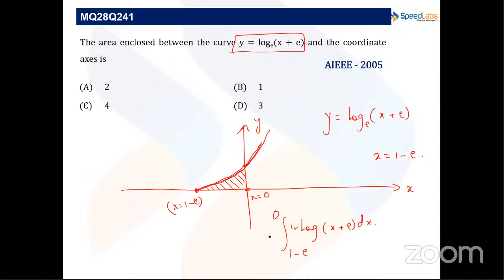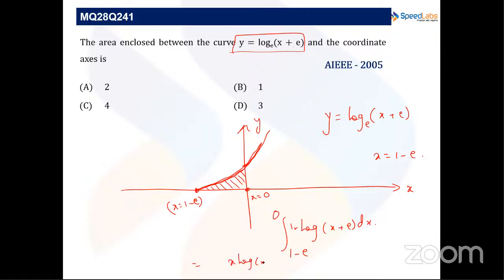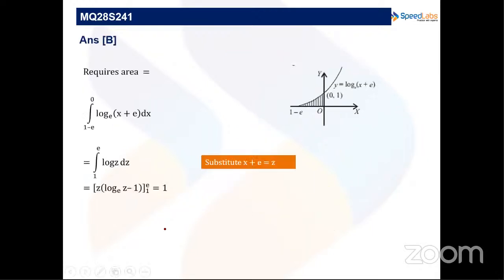Use product rule. So this will be equal to x log(x + e) minus the integration of x upon x plus e, I guess. Sorry, I don't know that.